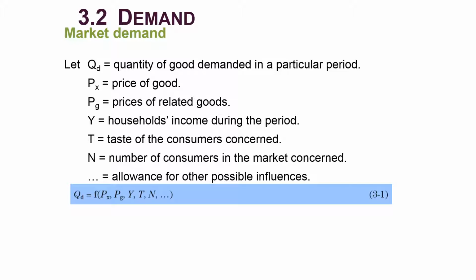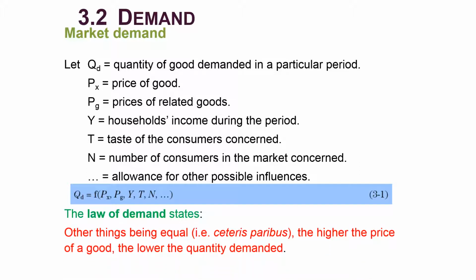The crucial determinant of demand for any product is probably the price. Hence, the relationship between the price of the product and quantity demanded is very important to economics, as it has been accorded the status of a law. The law of demand states that, other things being equal, that is ceteris paribus, the higher the price of a good, the lower the quantity demanded. Likewise, the lower the price of a good, the higher the quantity demanded.